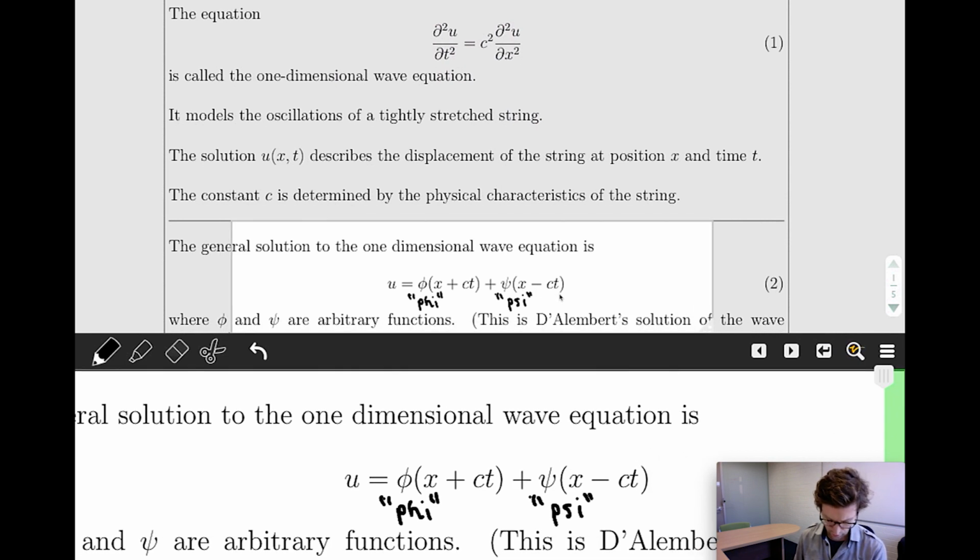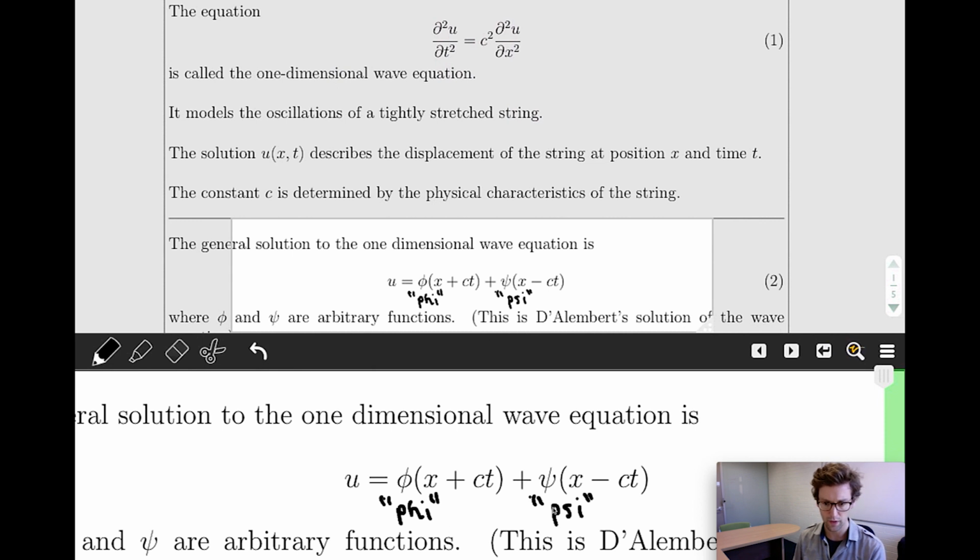You might say to yourself, why does that actually improve my solution? How is this helping me? I don't know what phi is and I don't know what psi is. Well, in the process of using D'Alembert's solution, we're actually going to find out what phi and psi are using some initial information about our system. What was the initial pluck of the string? What was the initial shape of the wave in the ocean or the pond, for example? When I throw in a pebble, the surface of the water is deformed.